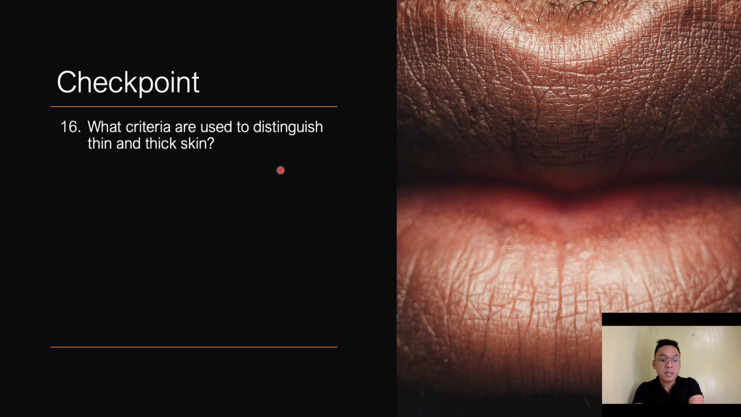Now we have the checkpoint. What criteria is used to distinguish thin and thick skin?